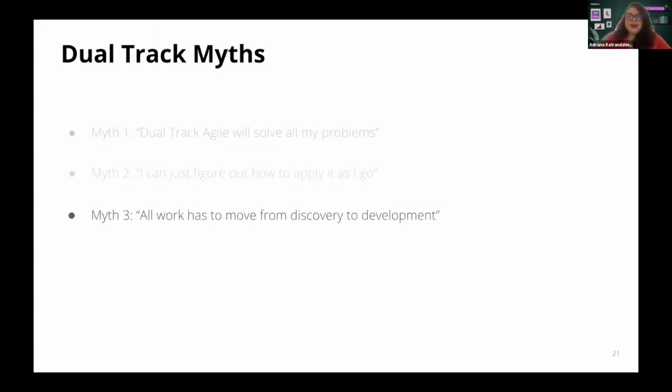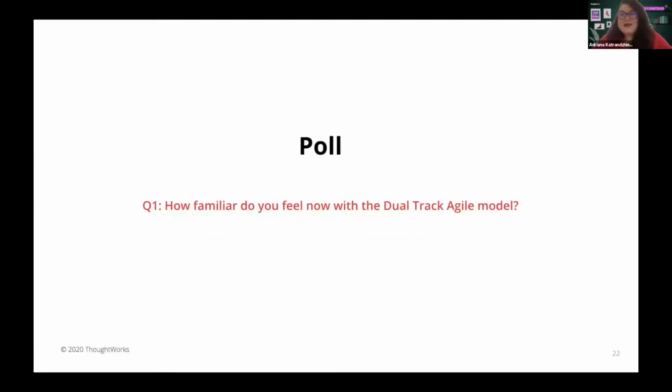So before I wrap up, I do want to run another poll. I'm going to ask the same question I asked at the start. How familiar do you feel now with the Dual Track Agile model? So this is really a live feedback technique. Amazing. Okay. There are people still voting.